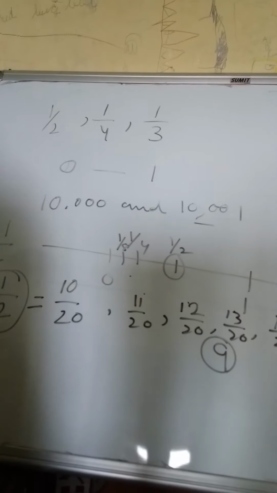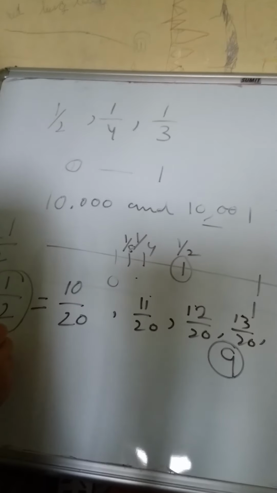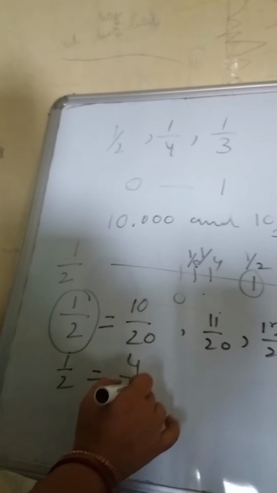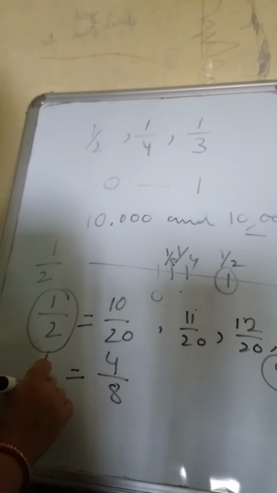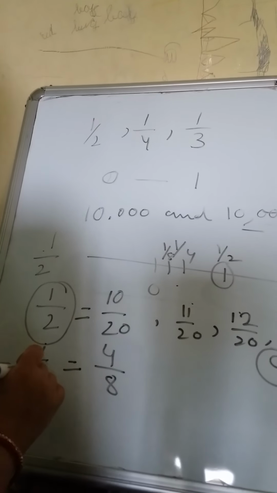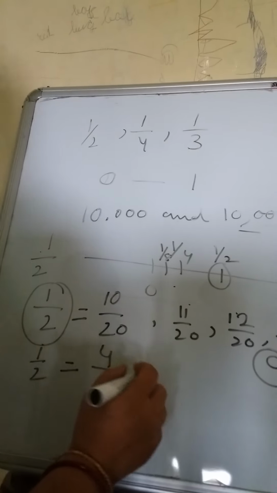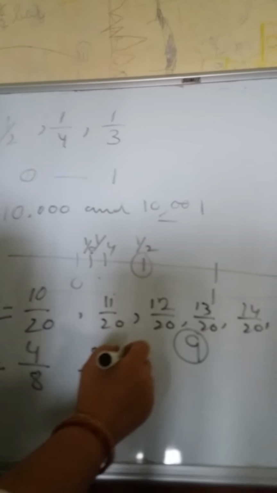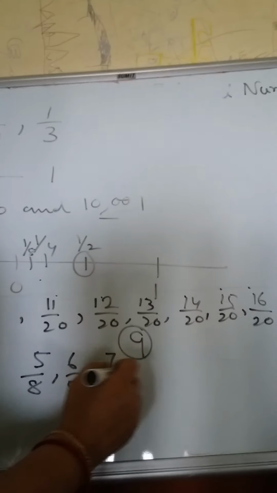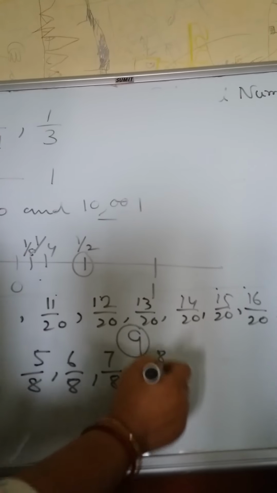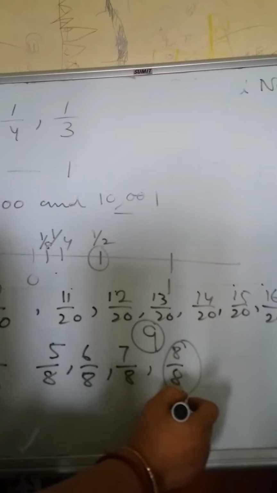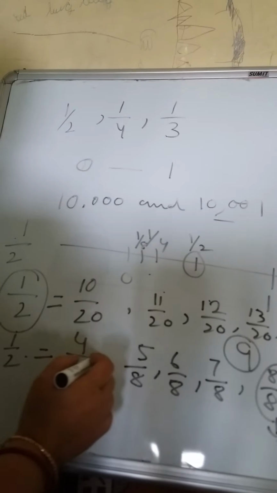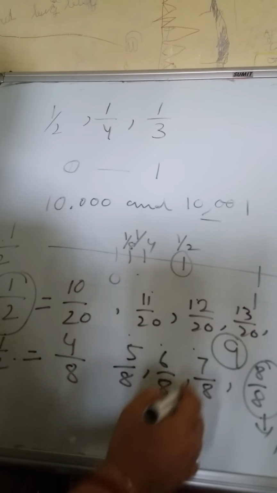Now 1 by 2, we can write it as well as 4 by 8. Both numerator and denominator I have multiplied by 4. So after 4 by 8, you can see 5 by 8, 6 by 8, 7 by 8, 8 by 8. 8 by 8 is 1. So in between half and 1, how many rational numbers? 1, 2, 3.